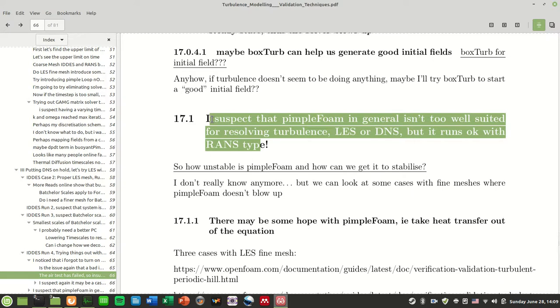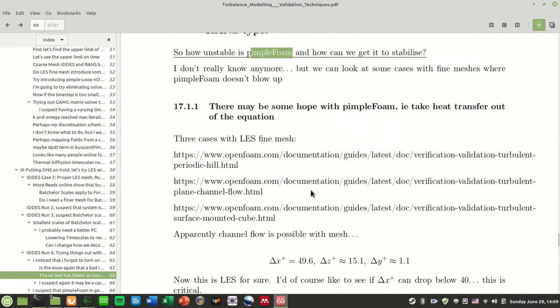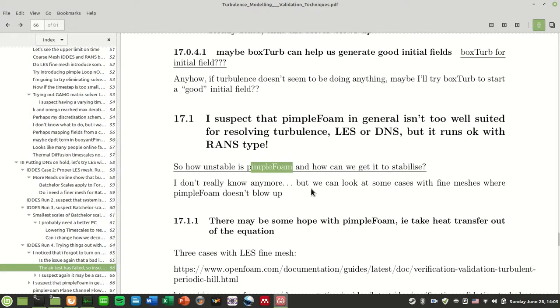Okay, so how unstable is pimpleFoam? So I took heat transfer out of the equation and I tried to run with pimpleFoam just without the heat transfer. Okay, so I will stop for now.